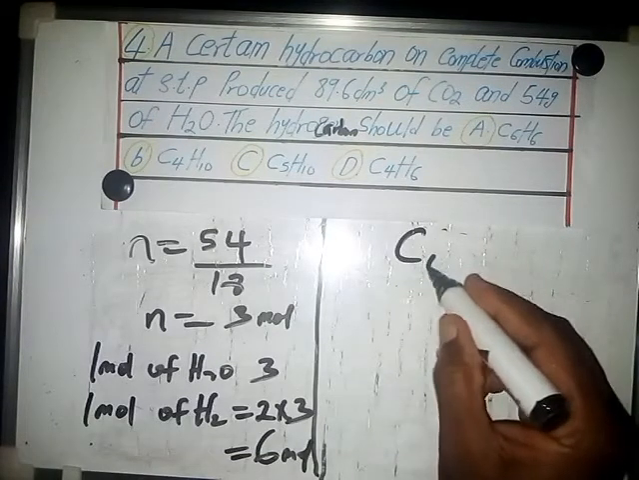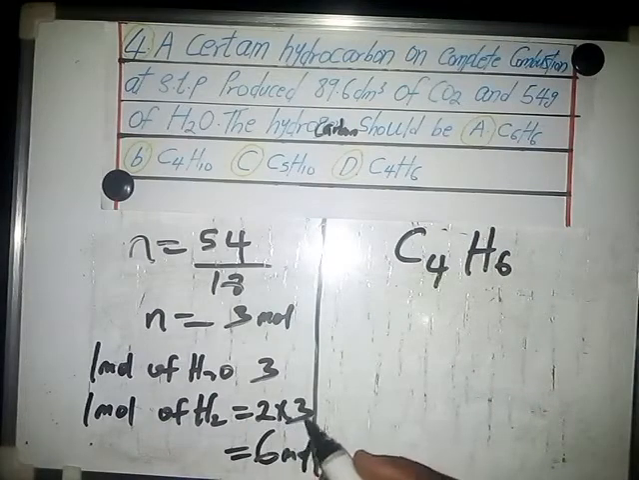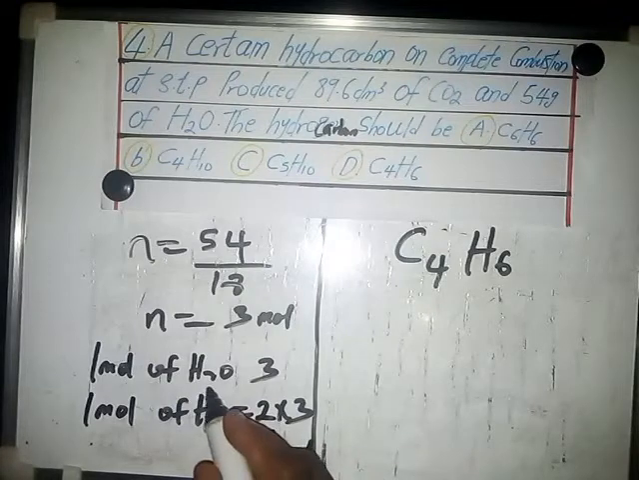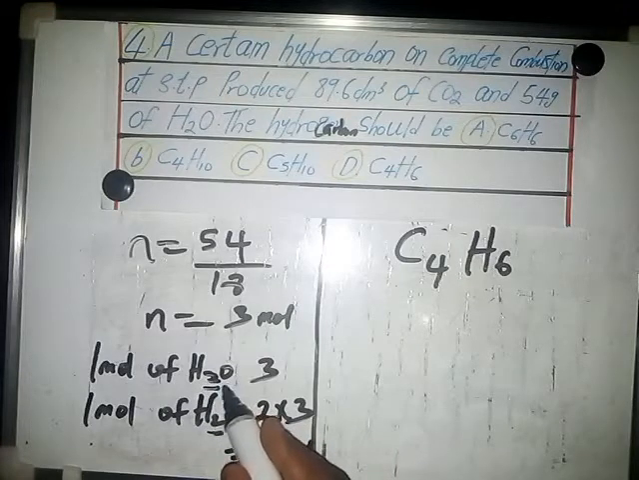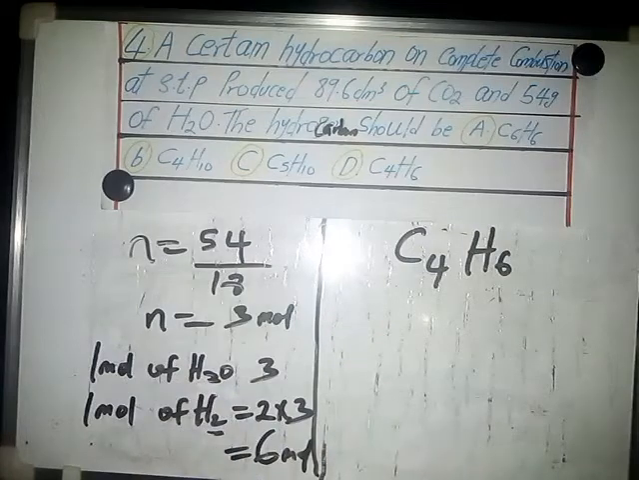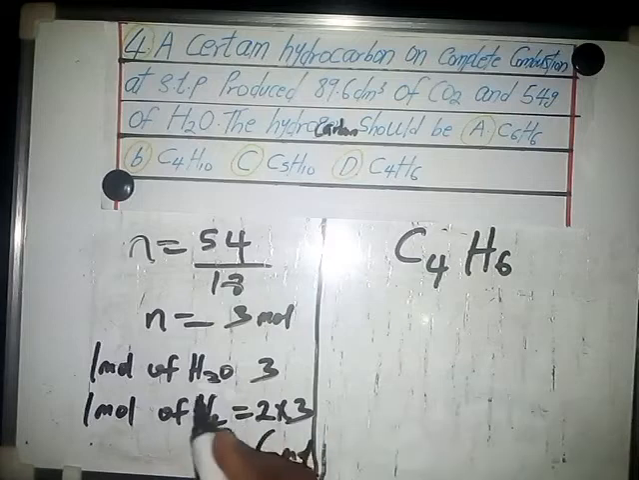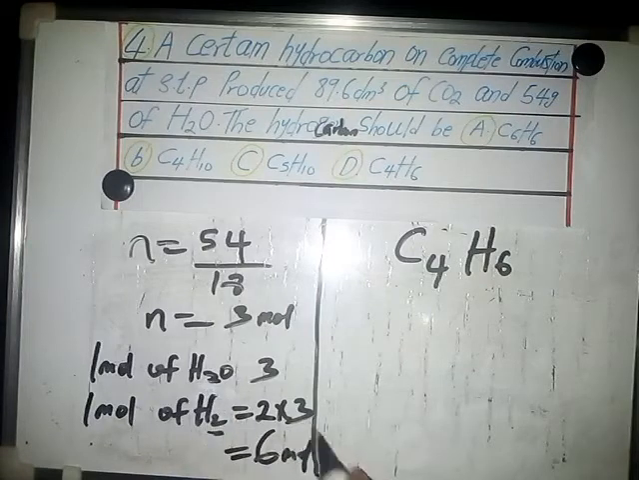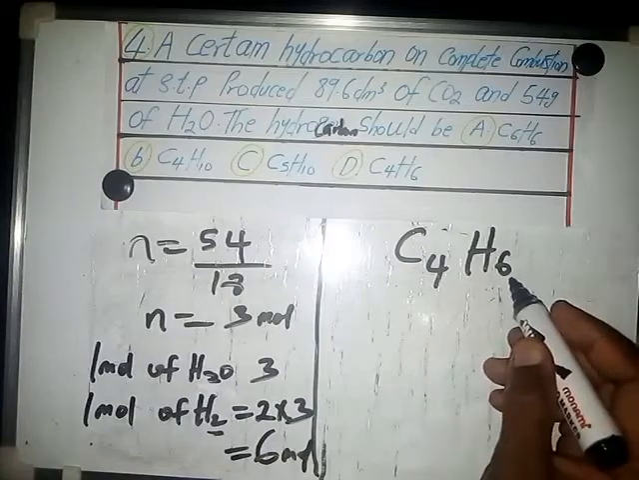That's C4H6. The reason I multiply by 2 is because of this 2. The 2 in H2. Hydrogen is diatomic here. If it was H3O, it would have been times 3. If it was just H, that means I don't have to multiply. Because of this 2 here, that's why I multiply by 2. That's why it's 6 more. So it's now 6 for H6.